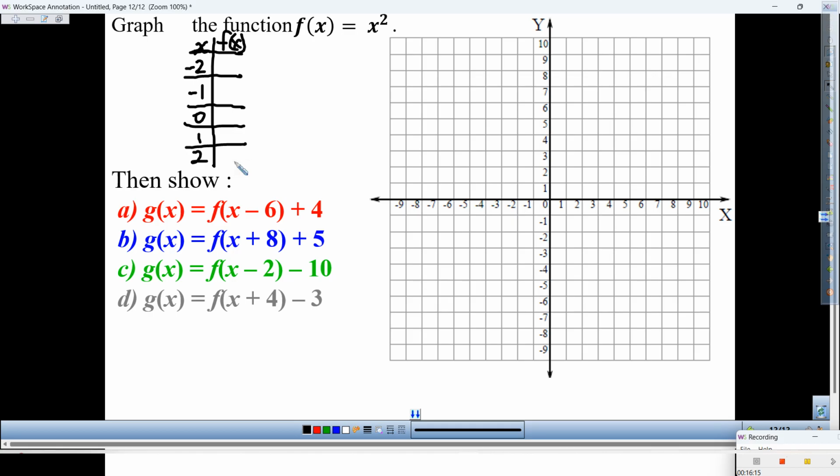All right, so I need values for f of x. We got, for x, negative 2, negative 1, 0, 1, 2. By now, this should be automatic. Tell your neighbor what f of x is for each of those.